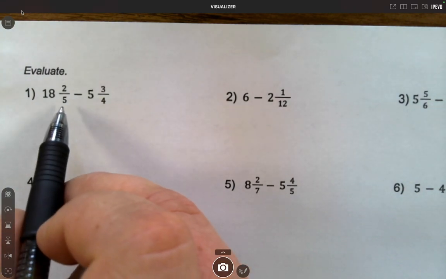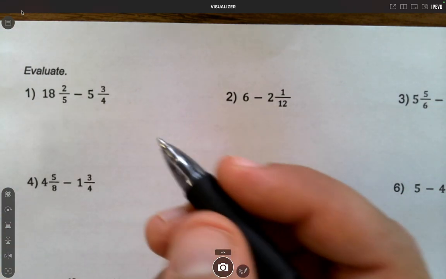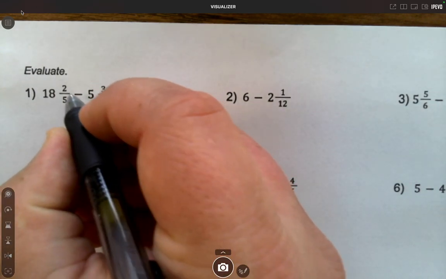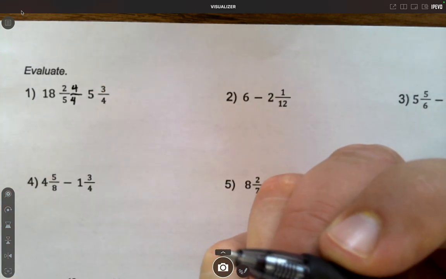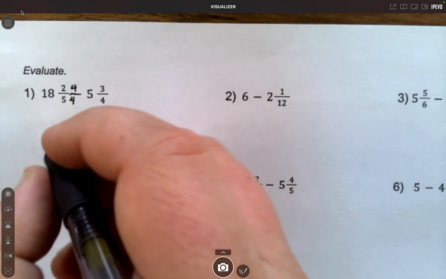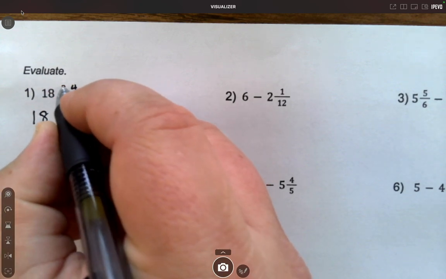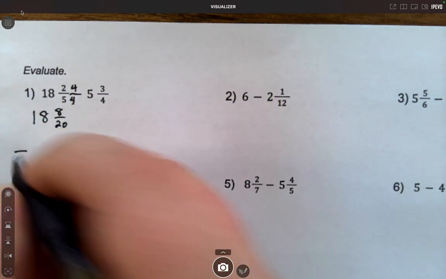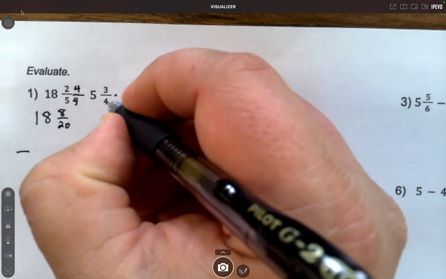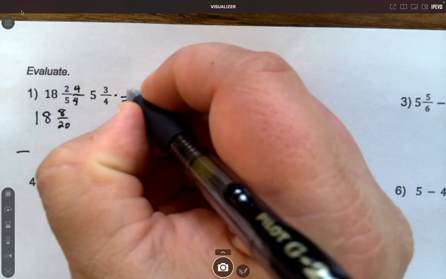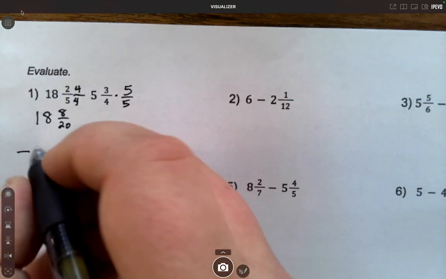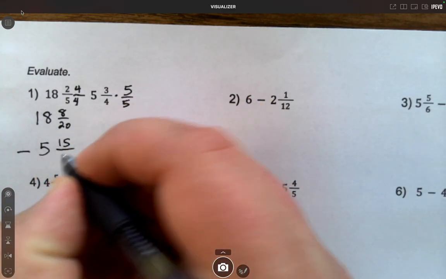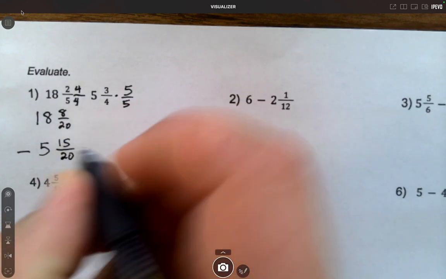So look at 5 and 4. The least common denominator would be 20. To make a 5 a 20, I have to multiply it by 4, and whatever I do to the bottom, I have to also do to the top. So I'll have 18, 2 times 4 is 8, 5 times 4 is 20. Minus, here, to make the 4 into a 20, I need to multiply by 5. Whatever I do to the bottom, I'll do to the top as well. So I get 5 times 3 is 15 over 4 times 5 is 20.